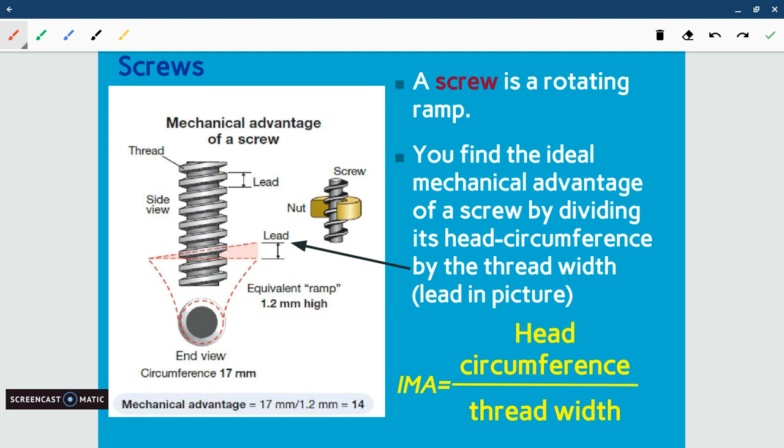As you can see in the corner, IMA is the head circumference divided by the thread width. And the threads are these little, where the ramps connect. And so the distance between the threads is your thread width. Head circumference would obviously be the top where you use the screwdriver, the circumference of that. I will never make you calculate the circumference. Like I won't have you do that using pi to calculate it. I will always give you the head circumference or just have you calculate it using IMA and thread width.